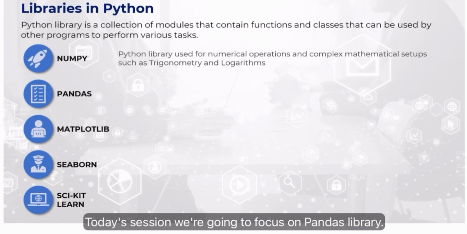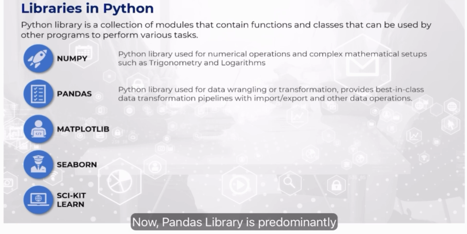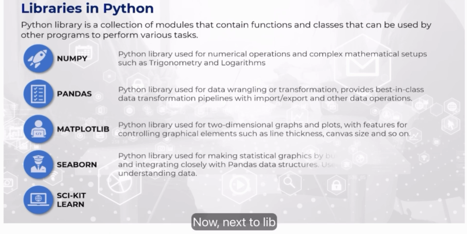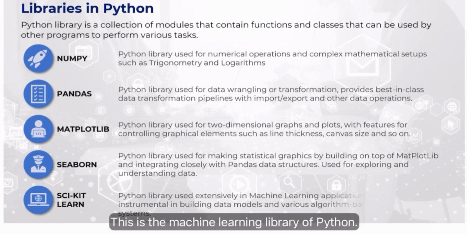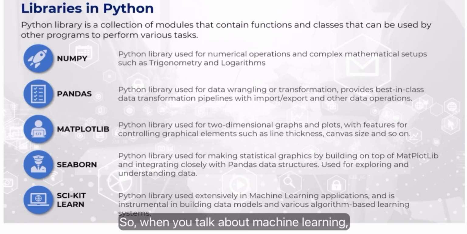Today's session we are going to focus on the Pandas library. Now the Pandas library is predominantly utilized to transform the data, and how that will be done we will discuss in some time. The next two libraries are Matplotlib and Seaborn. These are the data visualization libraries of Python, and the last one is scikit-learn. This is the machine learning library of Python. So when you talk about machine learning or data science, this is the library you will be utilizing very often.